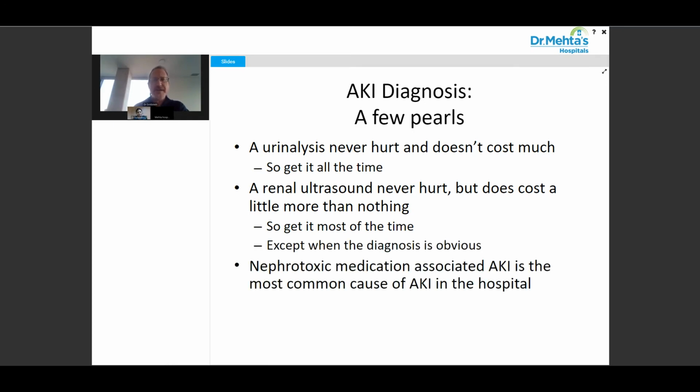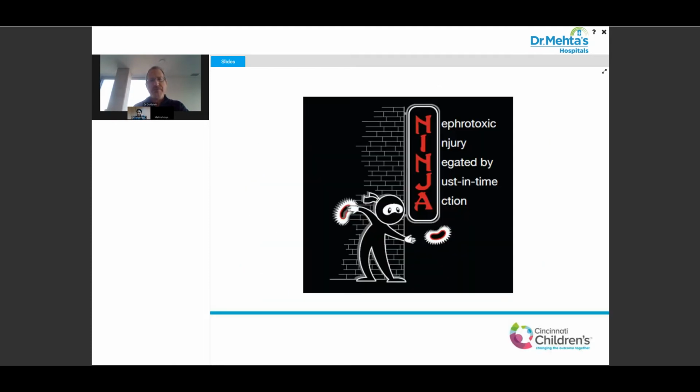Nephrotoxic medication-associated AKI is the most common cause of AKI in the hospital. Non-oliguric AKI is almost always nephrotoxic medication-associated AKI until proven otherwise. And that's why it's important to screen, because patients are non-oliguric, and so you need to screen with creatinine to see if there's AKI. So the NINJA program, which we developed, really highlights the benefit of screening for nephrotoxic AKI.